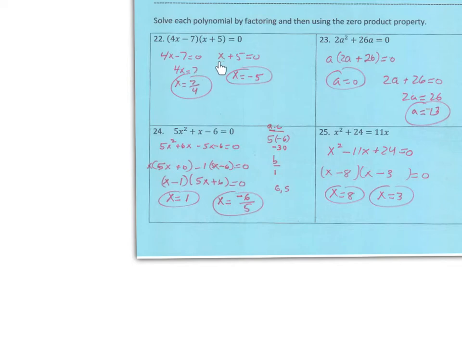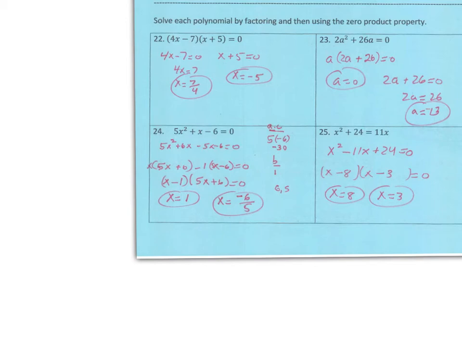The other 0, I'm going to do the same thing. I'm going to subtract 5. I'm going to have x equals negative 5. All right, number 23, we're going to factor out an a. Actually, this is incorrect. Should have factored out a 2a. And let me fix this. There's a mistake here on my key.